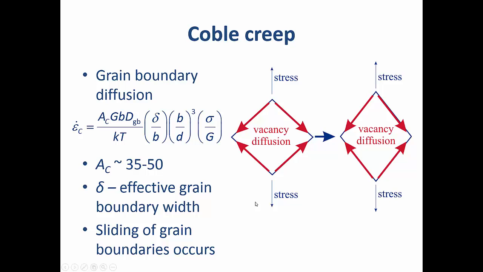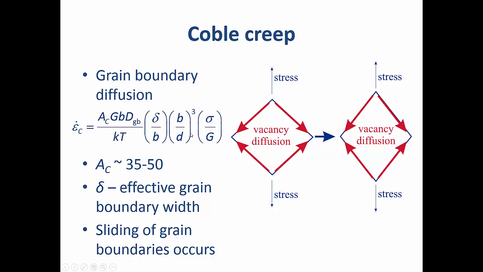Coble creep involves vacancy diffusion down the grain boundaries. So in this case I've shown it as a diagonal grain, and diffusion again going from this high stress region to lower stresses here. In this case the leading constant A_C is of the order of 35 to 50. We have this additional ratio of the effective grain boundary width over the Burgers vector, so it will very much depend on what size this grain boundary region is, how easy it is for diffusion to occur down it.